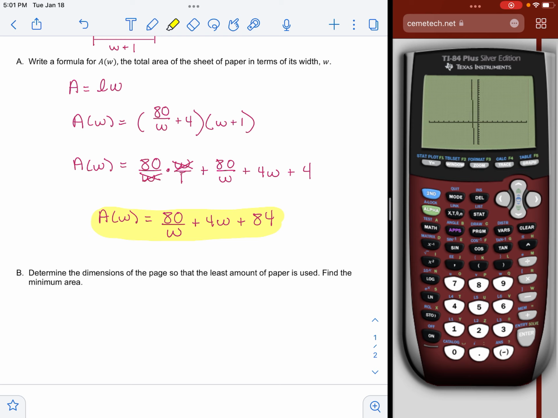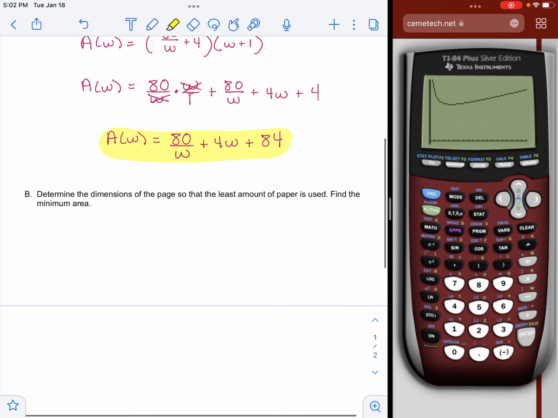My current window is not good. So I'm going to look at my table, and I see my values are going down, and then they start going up around x equals 6, and my y value is around 120. So I'm going to change my window. I'll go from 0 to 20, and I'll make my y max, let's start with maybe 200, and see if that's high enough. Okay, that's good. So let's find the minimum.